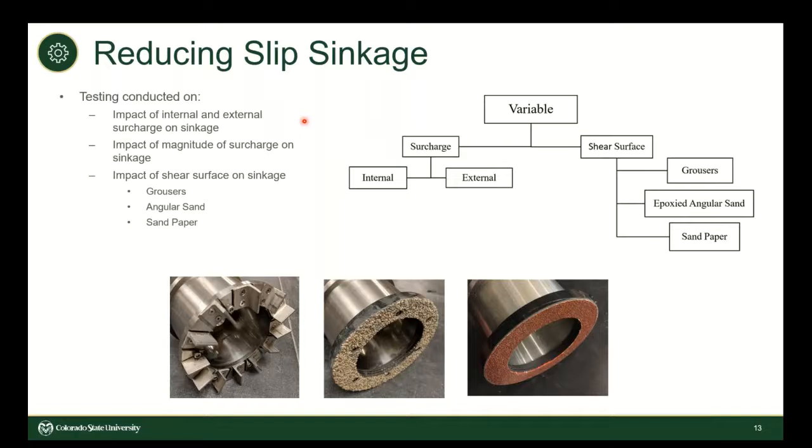So in efforts, again, to reduce this effect of slip sinkage, we first conducted studies on shear surfaces. This image on the lower left is the method that's traditionally used. They're grousers placed into the soil and sheared. The next method that we tested was epoxied angular sand and sandpaper. We also tested the impact of internal and external surcharge on sinkage and how varying magnitude affected sinkage.